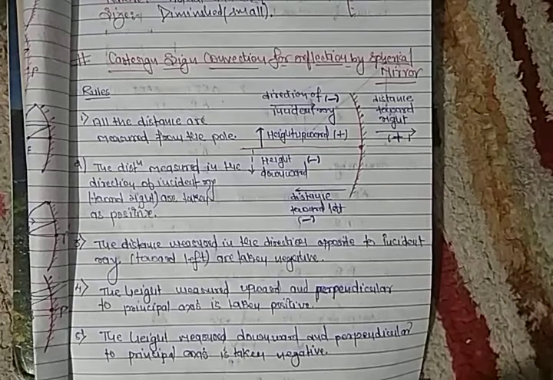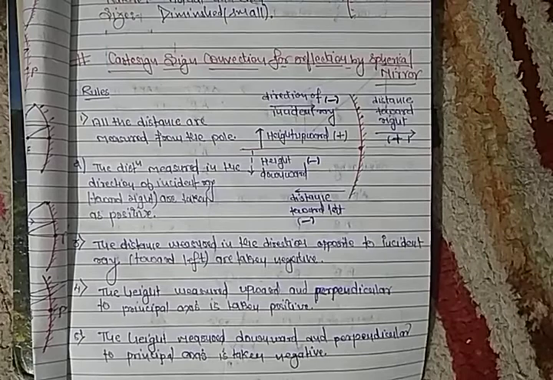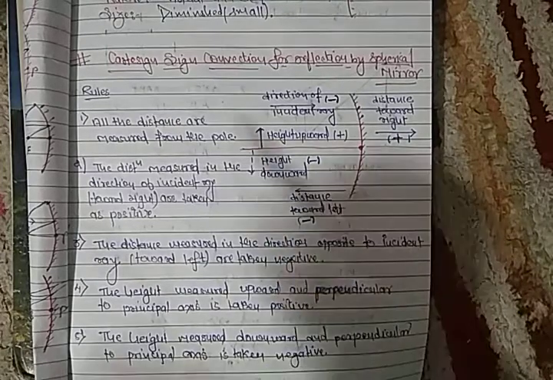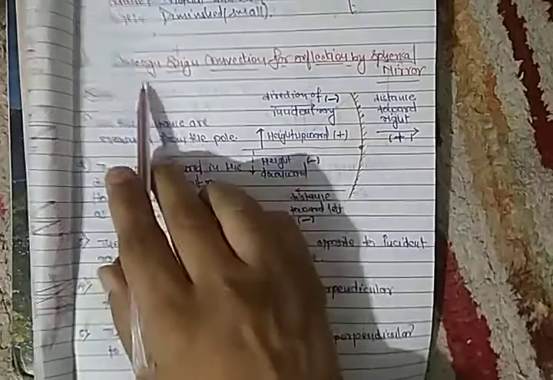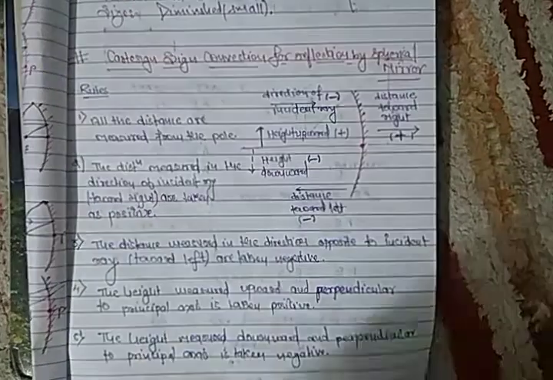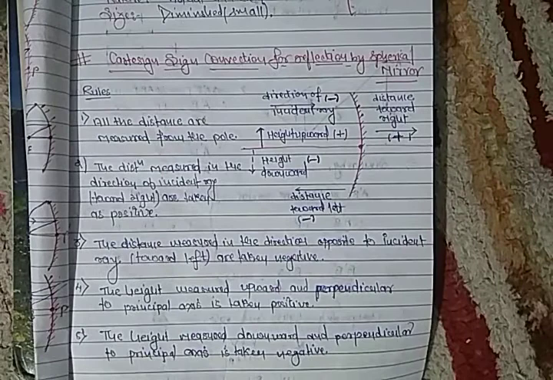This is the sixth part of physics. Now students, what is our topic? The topic is Cartesian sign convention for reflection of a spherical mirror. Cartesian sign convention. Okay, so students, this is what? This is a rule.